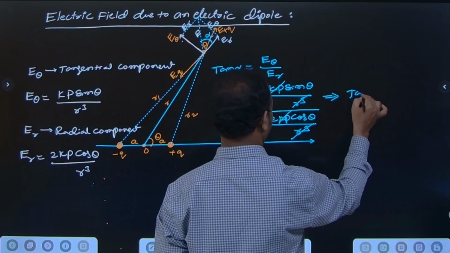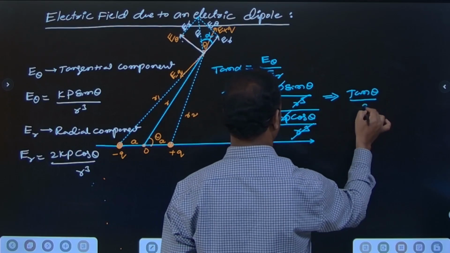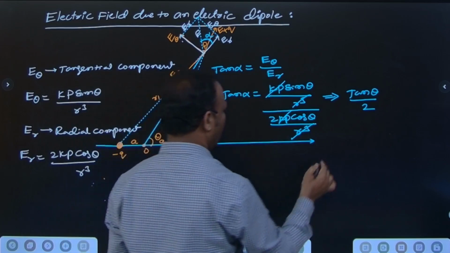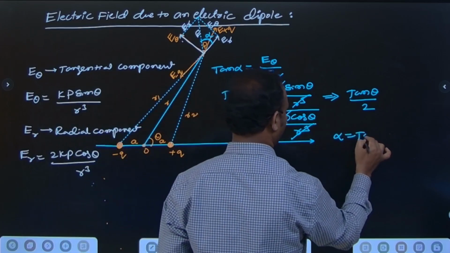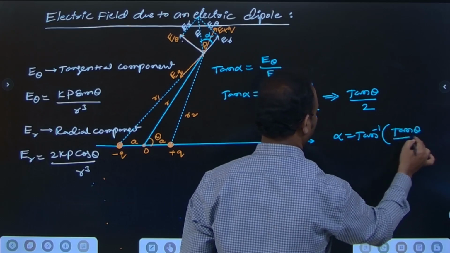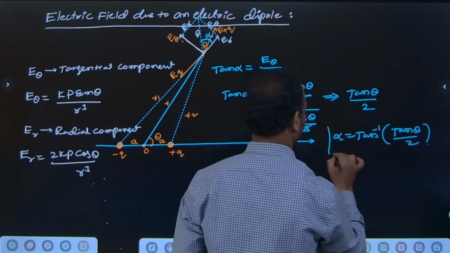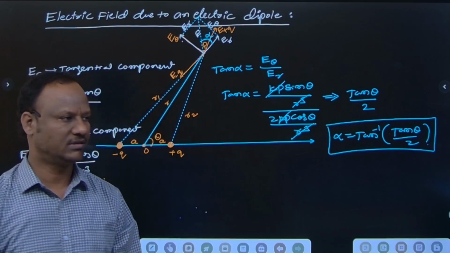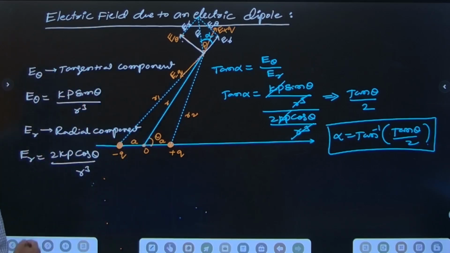So it becomes tan theta by 2. Alpha is equal to tan inverse of tan theta by 2 is the relation. If he's asking about the angle, we can write it like this. Next, let us come to this one.